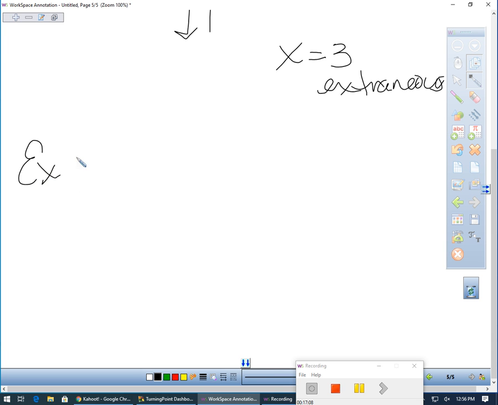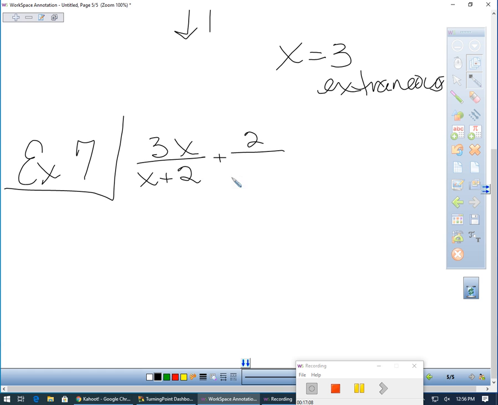So I think this can be my last example today. Example number 7. How about 3x over x plus 2 plus 2 over x plus 1 equals 5 over x squared plus x minus 2.